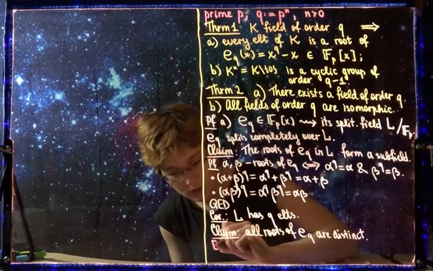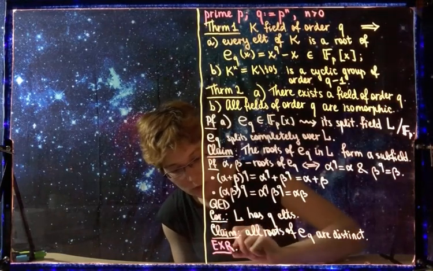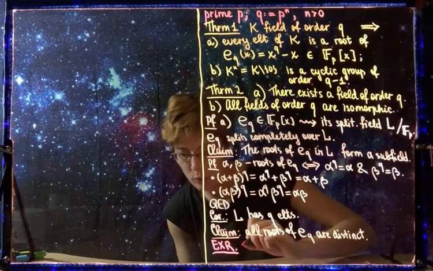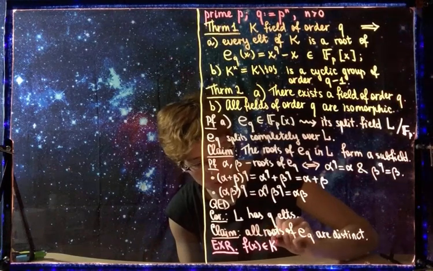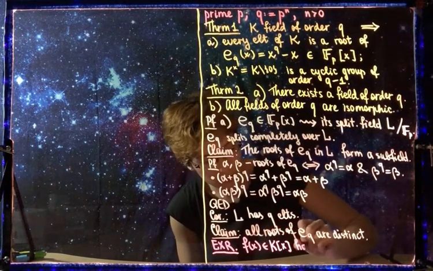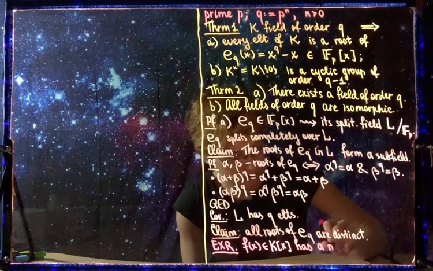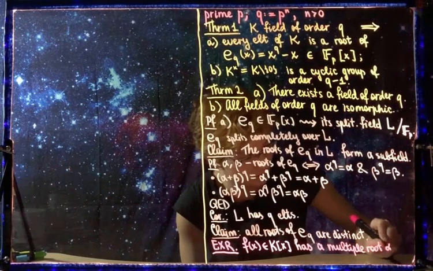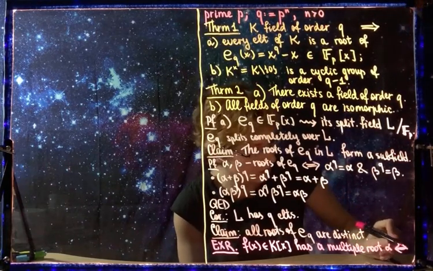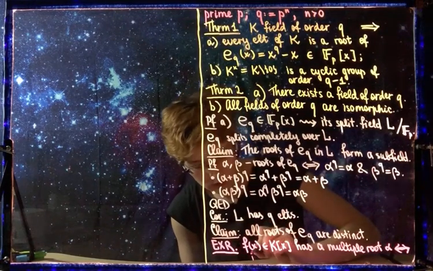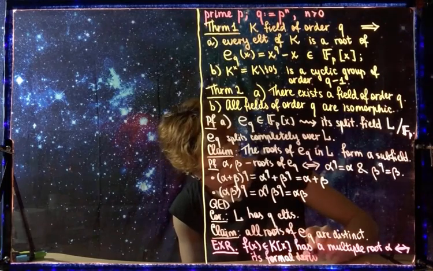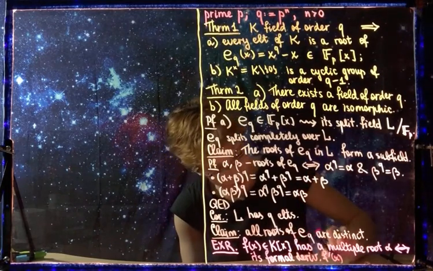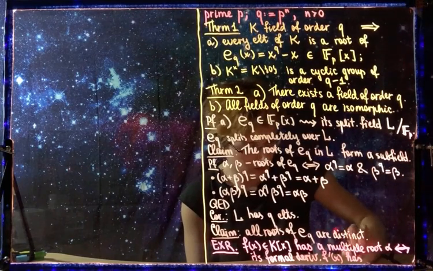And for this, I will need the following fact, which will be an exercise. And the fact is that a polynomial f of x with coefficients in any field has a multiple root alpha if and only if its formal derivative f prime of x has the same root.